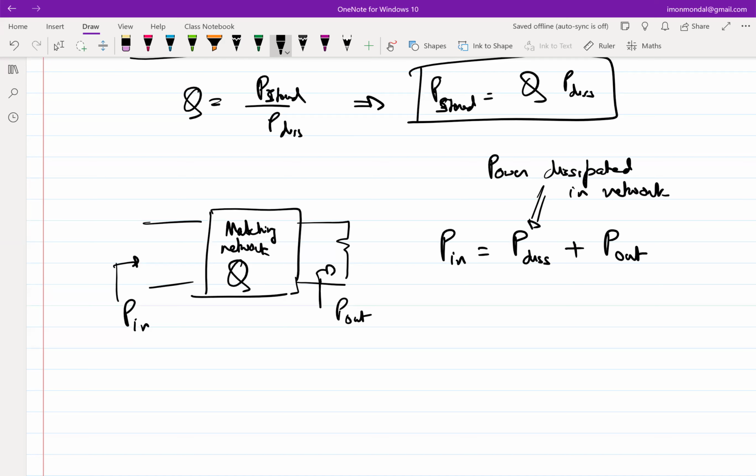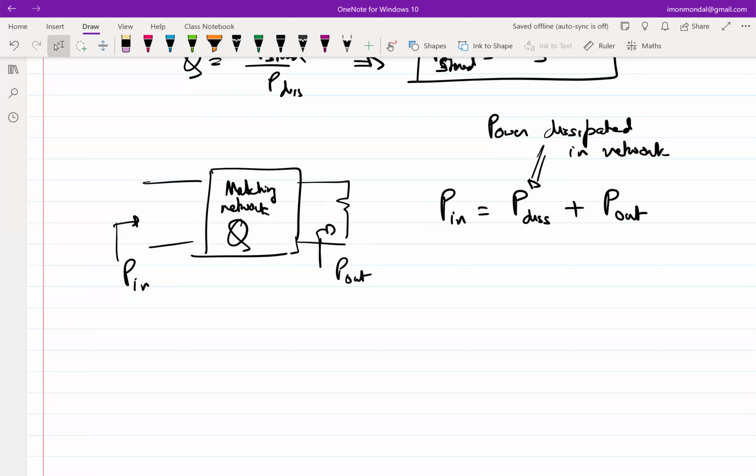Fine. So I need to get an estimate of this power dissipated in terms of Q. That's the whole purpose of all this story. I will make another assumption. This matching network contains one L and one C.